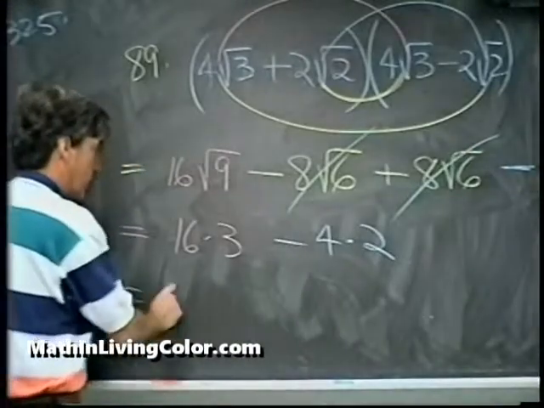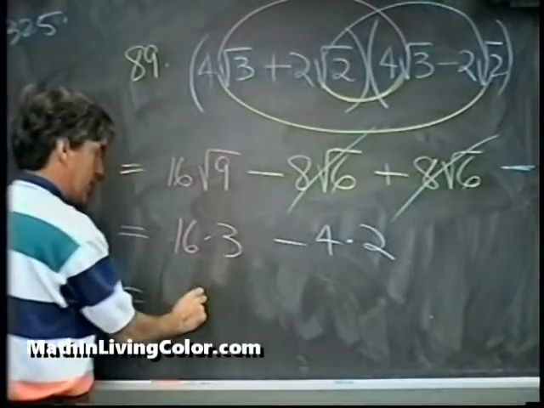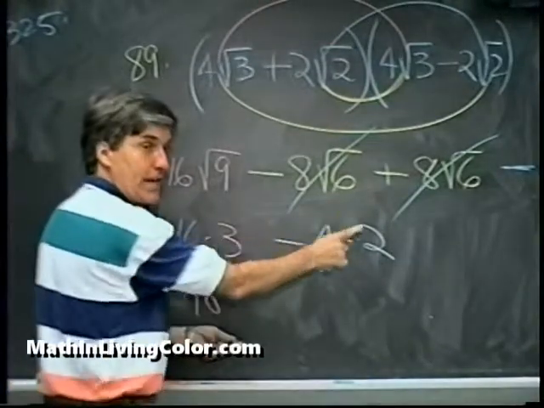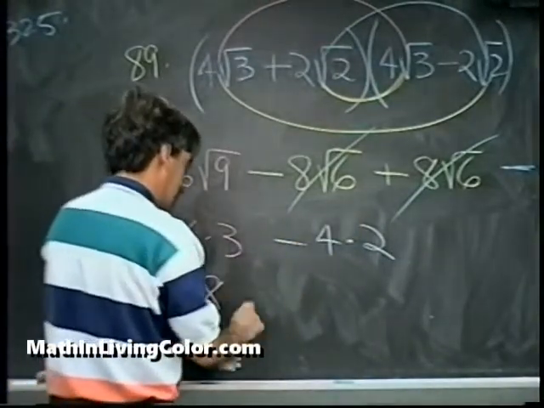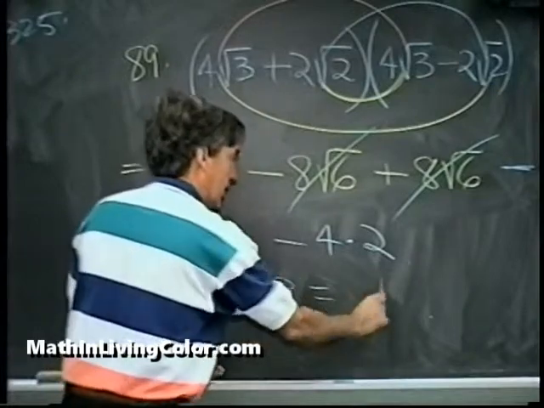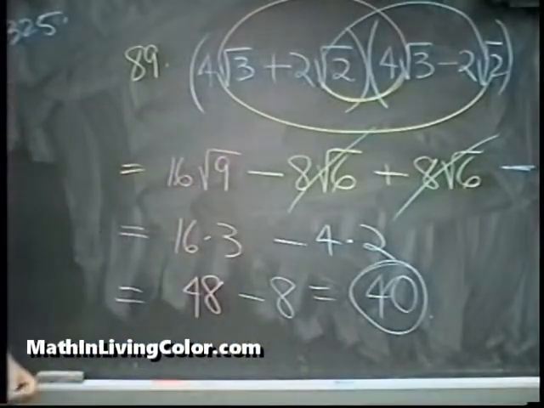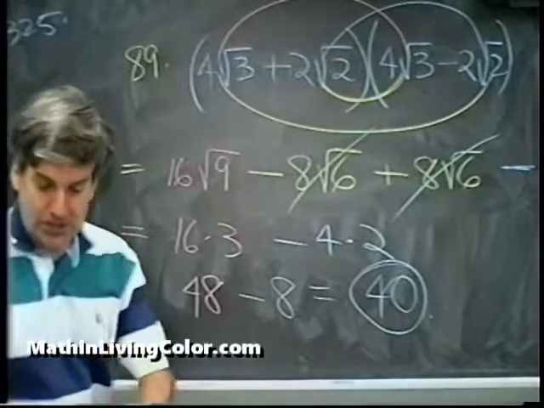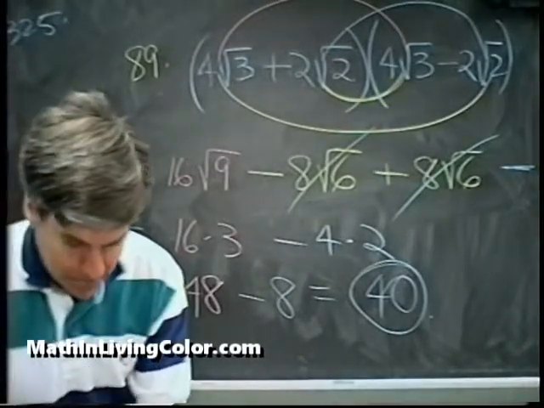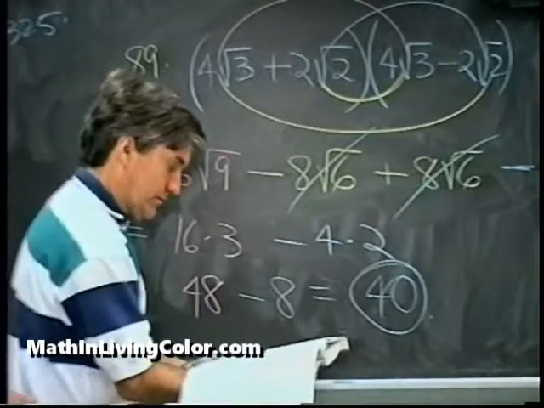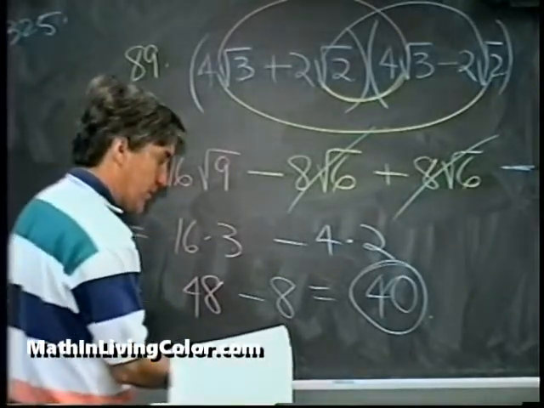Okay? Now what? 16 times 3 would be 48. And then minus 8. 48 minus 8 would be 40. Boy, that's the nicest answer we've had in a long time, isn't it? Just an answer of 40, imagine that. Okay, now on the next page, things are not always so friendly.